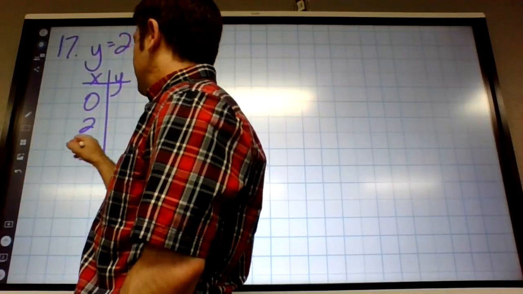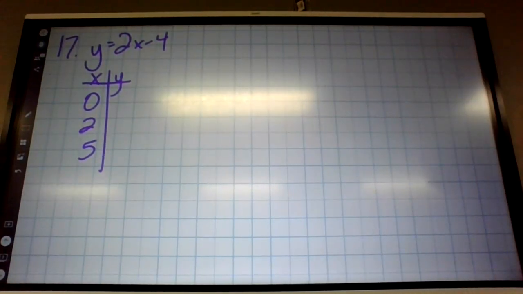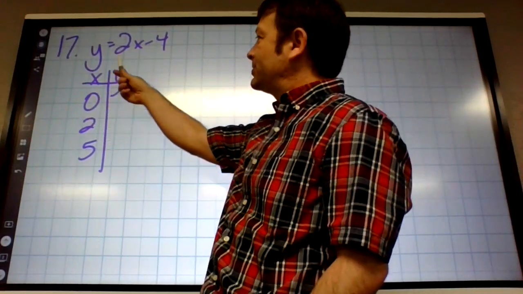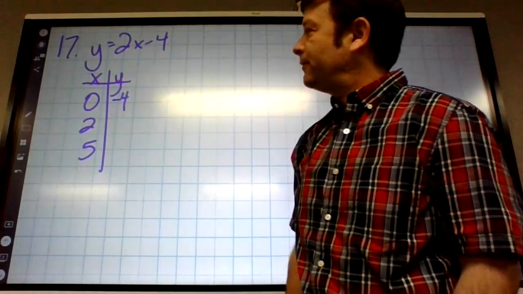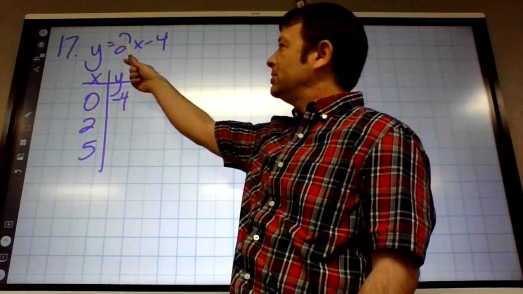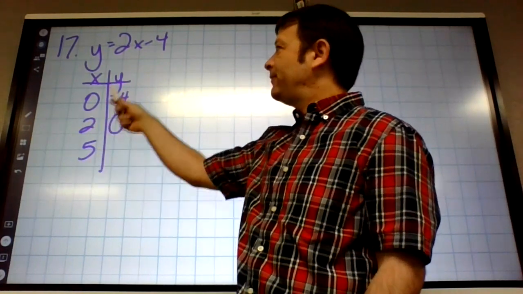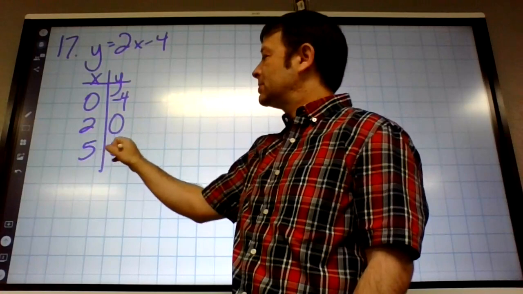So it's not like use whatever you want to. It's only those three. So, if I put in 0 for x, 2 times 0 minus 4, y is negative 4. If I plug in 2, 2 times 2 minus 4, y is 0. Plug in 5, 2 times 5 is 10, minus 4 is 6.